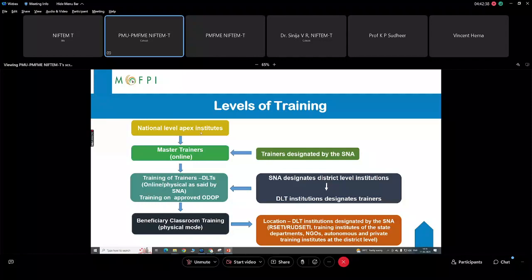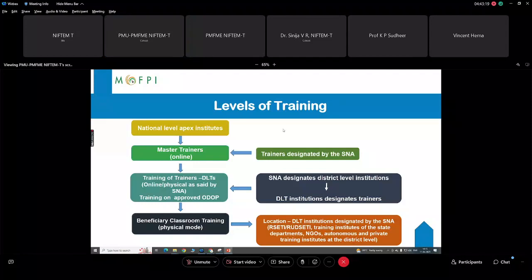Once master trainers are qualified at the state level, these MTs will provide training to the district level officials and district level trainers and also district resource persons. Here, the district resource persons are responsible for providing the hand-holding support to the beneficiaries for the preparation of DPR, online submission of the application, and documents needed for the online submission. So they are trained by the master trainers about the scheme and the food domain sectors in detail. Once they are qualified, they will be eligible to provide support to the beneficiaries.